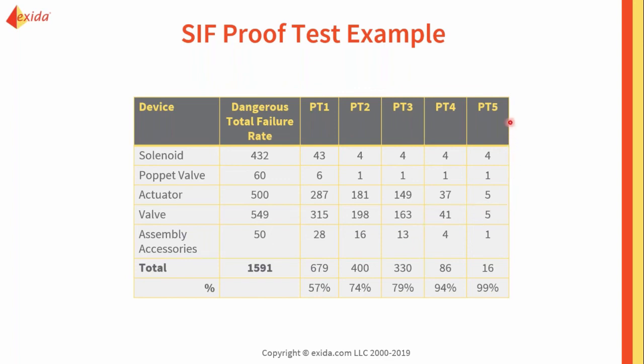And then finally, we have our proof test 5, basically throwing everything at it. We're doing a full valve stroke test at operating conditions and with a leak test. As you can see, it found almost everything. There were a few dangerous undetected failures still lurking in some of the devices. However, it found almost everything.